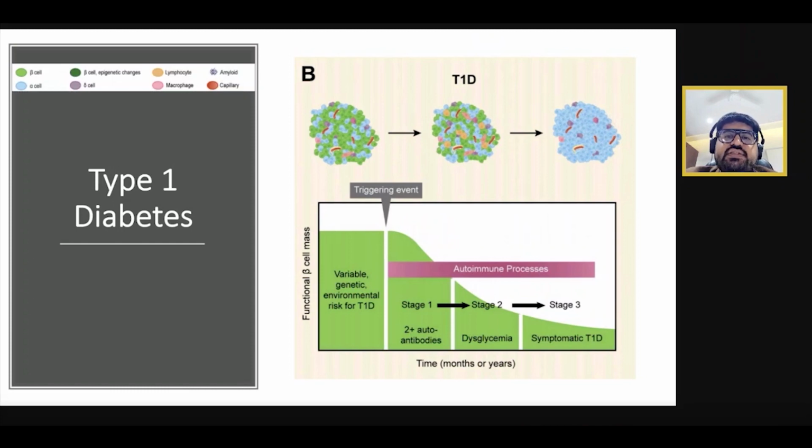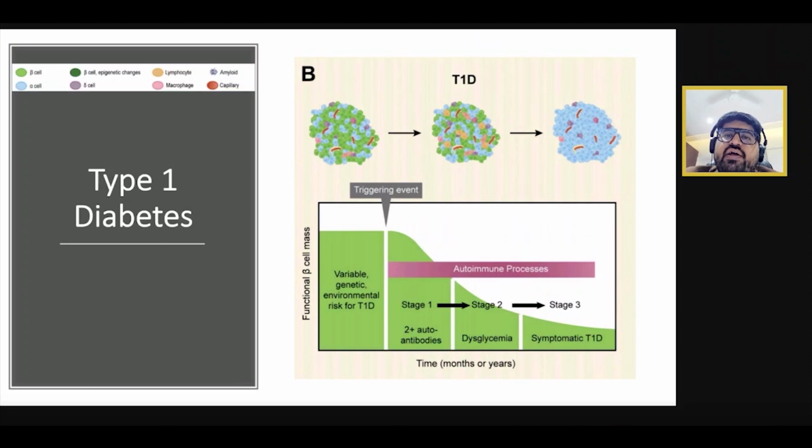If you see this slide, this is a very beautiful cartoon. On the left side, you can see a normal beta cell mass, a normal islet of the pancreas. You can see the green portions in this islet are the beta cells. You can see what happens in type 1 diabetes: the green cells are fewer. When these patients are diagnosed for the first time, they continue to have some amount of beta cell function, but it is substantially reduced, as you can see from the picture.